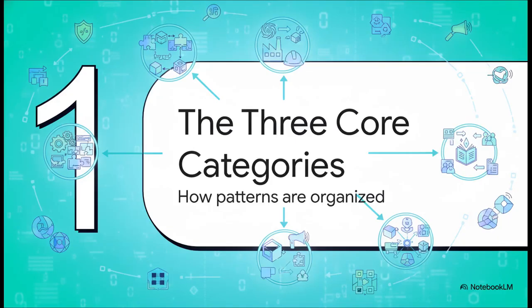Now, hearing 23 patterns might sound a little overwhelming, right? But here's the good news. They all fit neatly into just three core categories. And if you can understand these categories, you're well on your way to getting a handle on all of them.